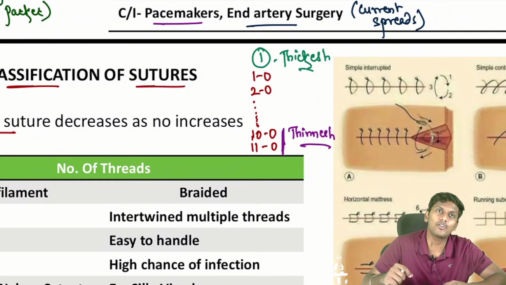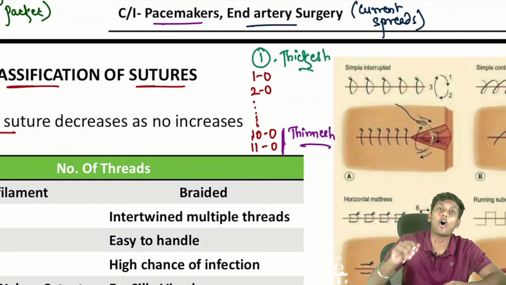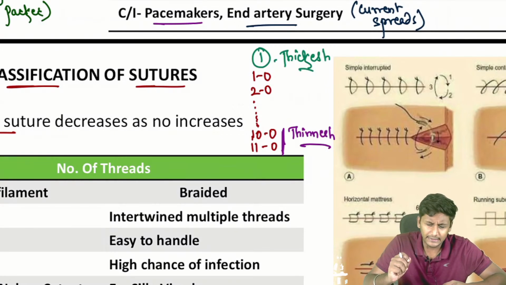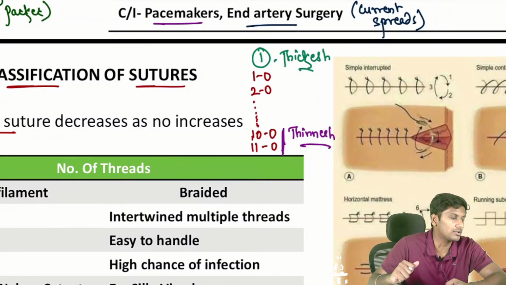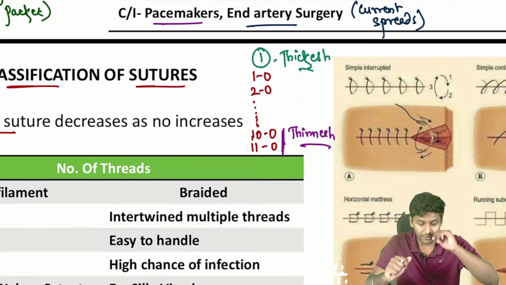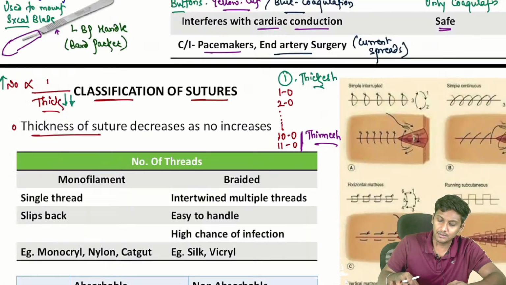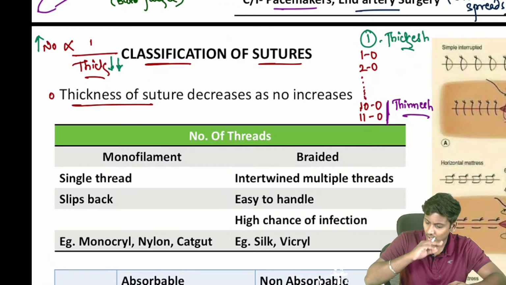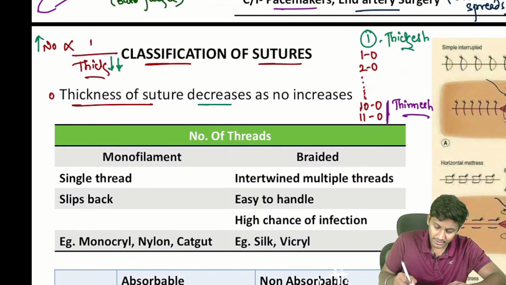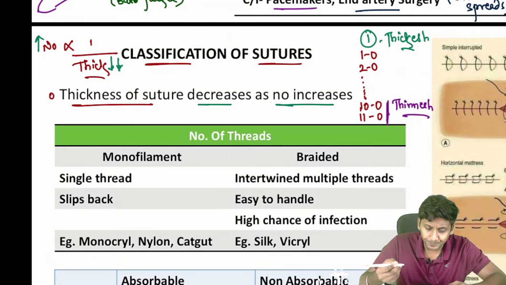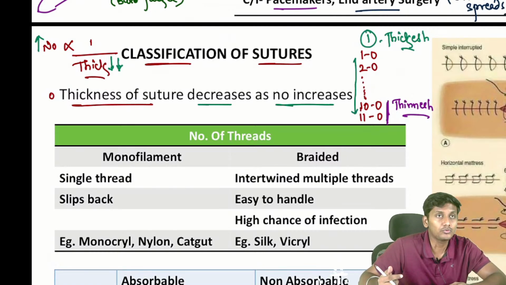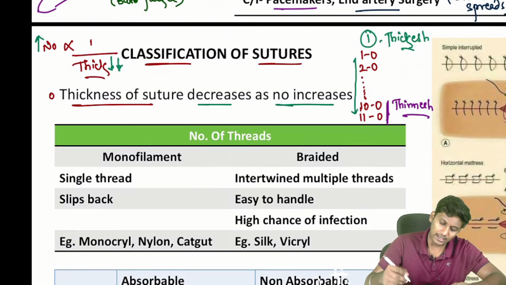They are generally used for which kind of surgeries? They are generally used for ophthalmological surgeries. So these 10-0 and 11-0 thin sutures are used for ophthalmological surgeries. No issues with this, anybody? That is important. As the thickness of the suture decreases, the number of the suture is going to increase. So that is what is important.